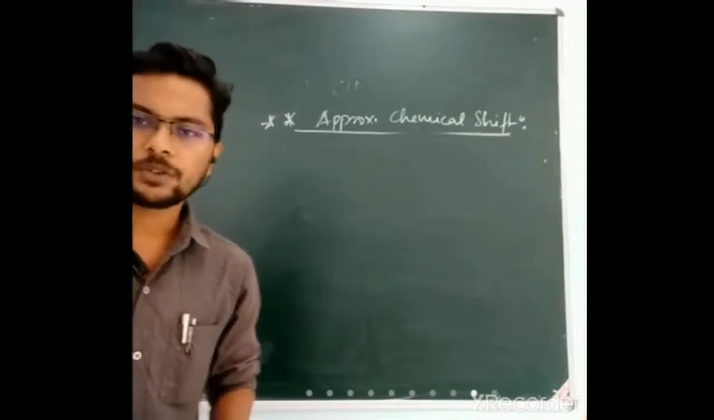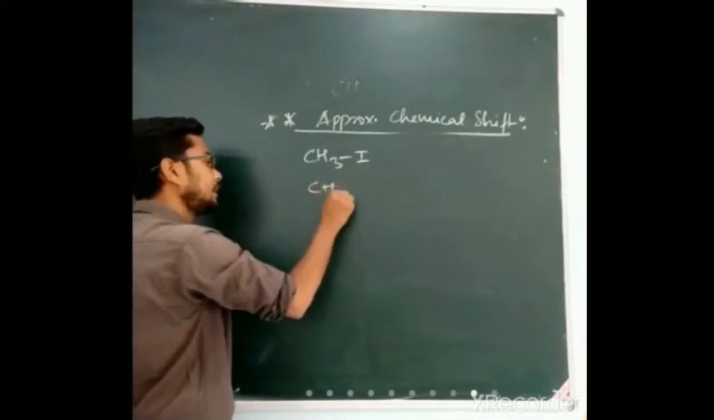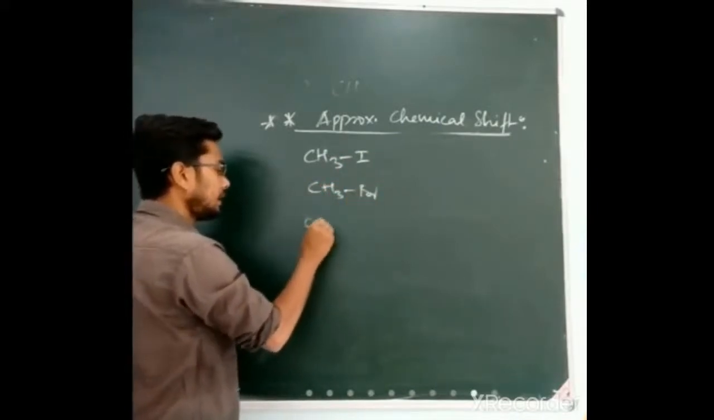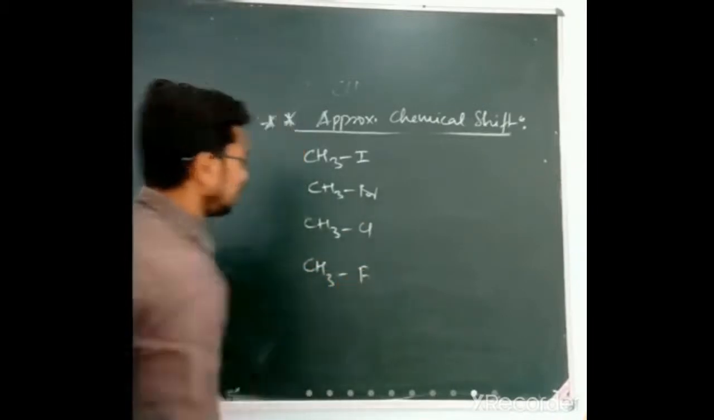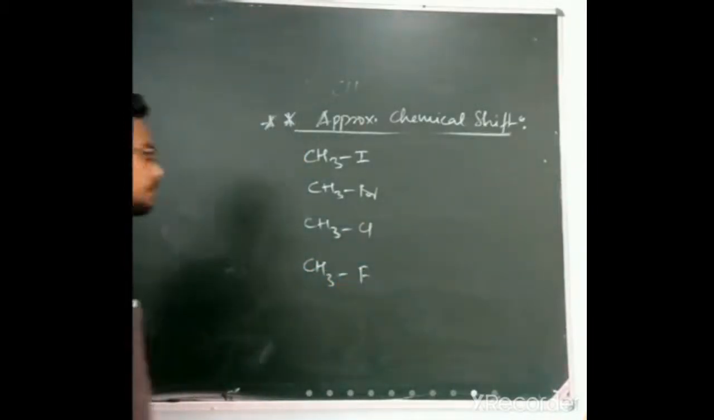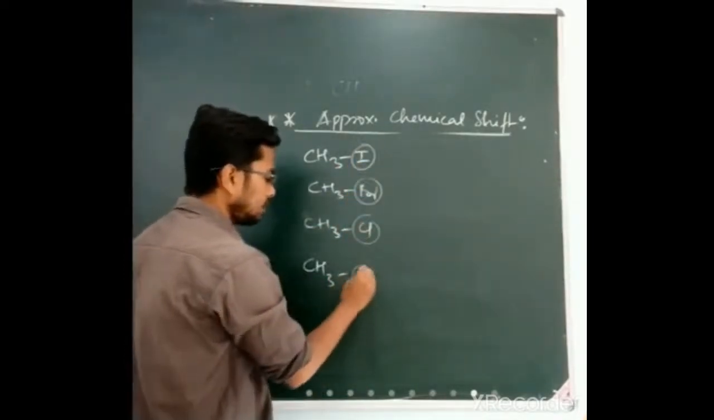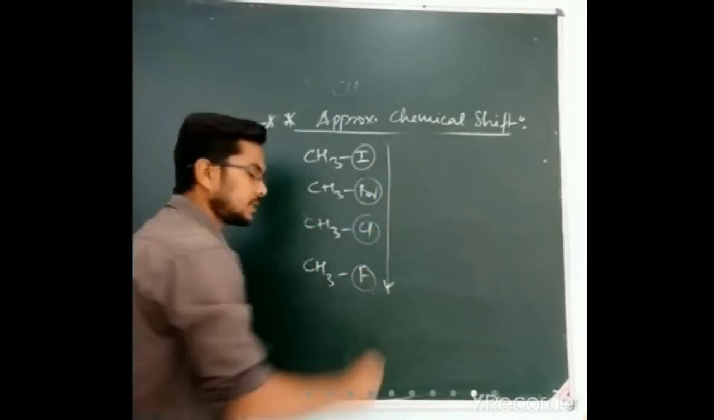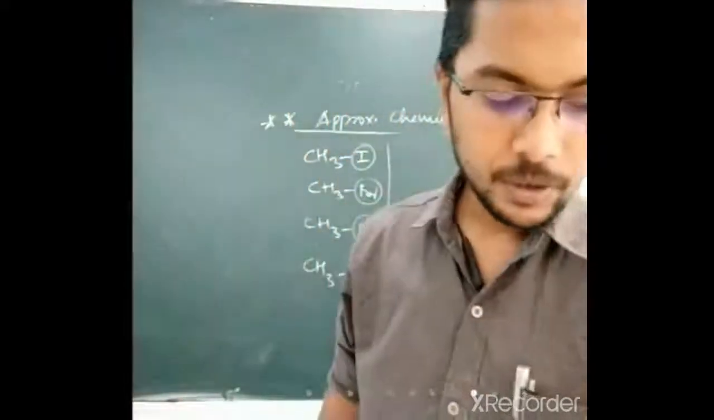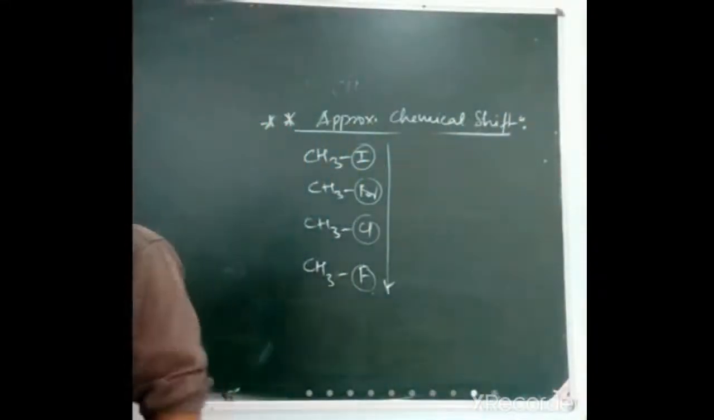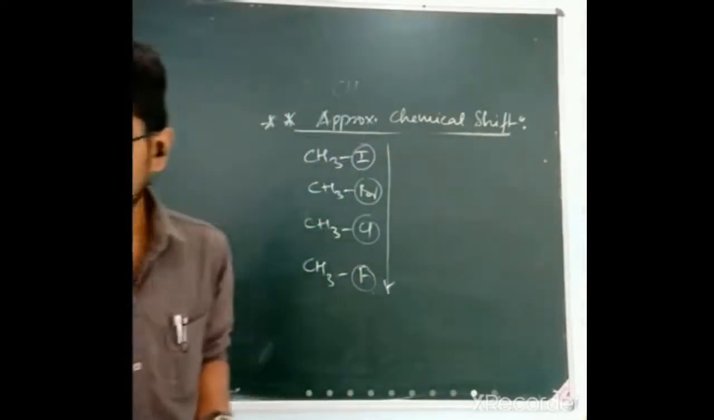Next we have the halogens. So if we have CH3I, CH3Br, CH3Cl and CH3F. Now if you see here, this is the least electronegative and this is the most electronegative. So the electronegativity order is like this: fluorine is the most electronegative, and if fluorine is the most electronegative, then it should come in the most downfield region.